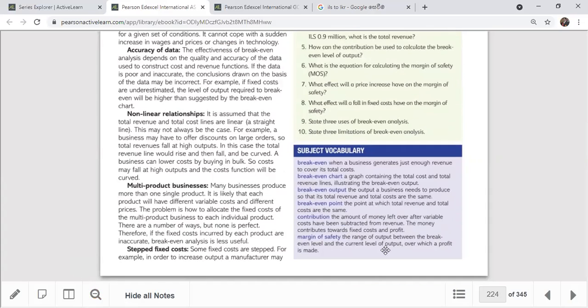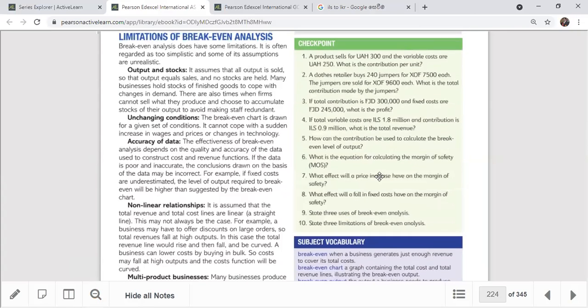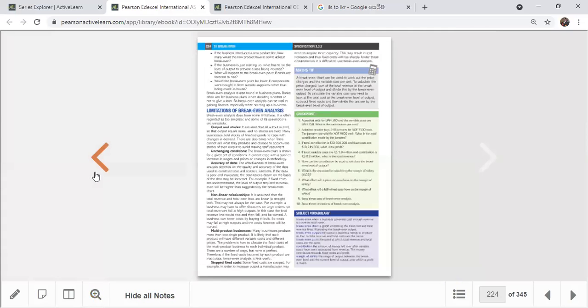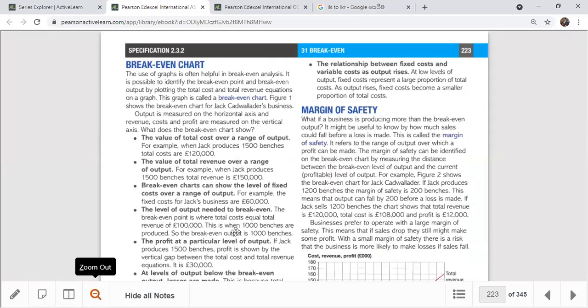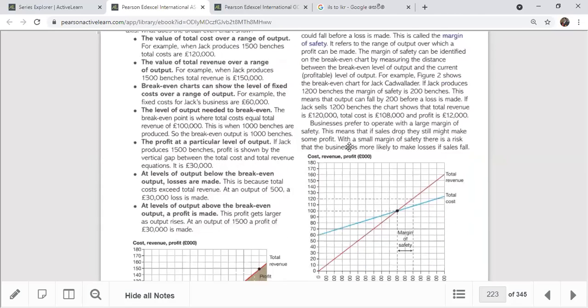It's the range of output between the break-even level and the current level of output over which profit is made. So the formula here: margin of safety equals actual output minus break-even output. The margin of safety will be calculated like this. You can see here the margin of safety, that's actual output minus break-even output.